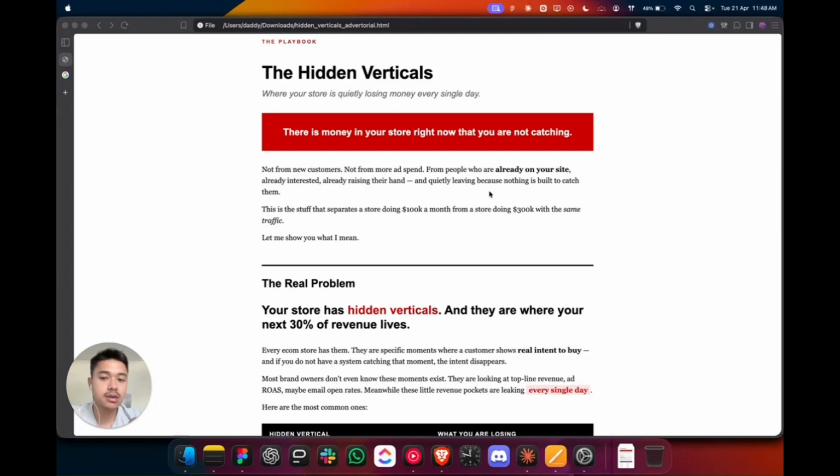And this is the stuff that separates a store doing $1,000 per month from a store that is doing 300K with the same traffic. And I don't mean spending more on ads. I don't mean spending more on testing out new creatives or stuff like that. With the same traffic flow, you can be generating a lot more revenue in a store. And let me show you what I mean by that.